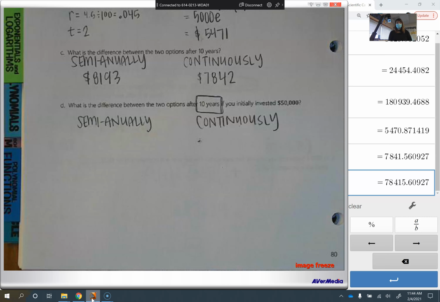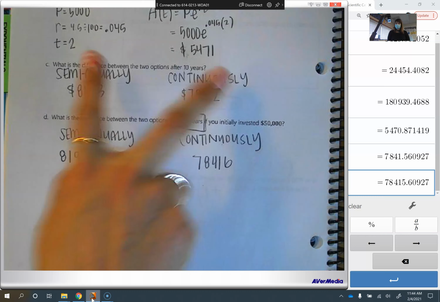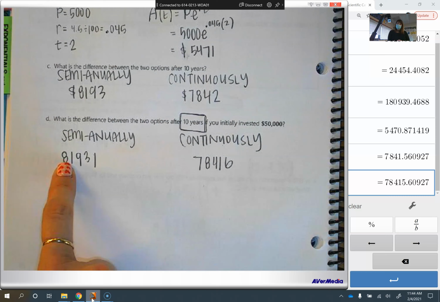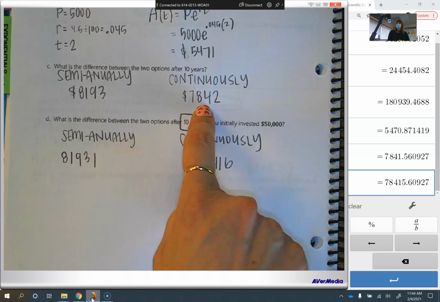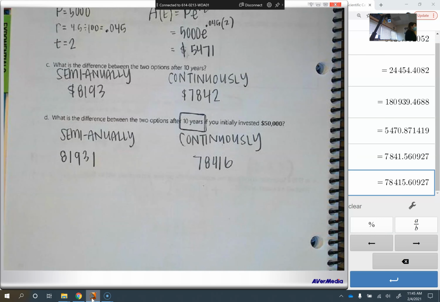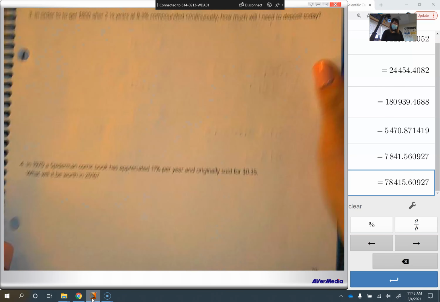You guys ready to check in? Yeah. For semi-annually, they're very similar. Instead of 8,000, I have 80,000, and instead of 7,800, I have 78,000. So all the way around, semi-annual was better, but I think that's because the interest rate was better. Are you guys feeling kind of okay at this point? Yeah. Okay. Let's flip back to this page.